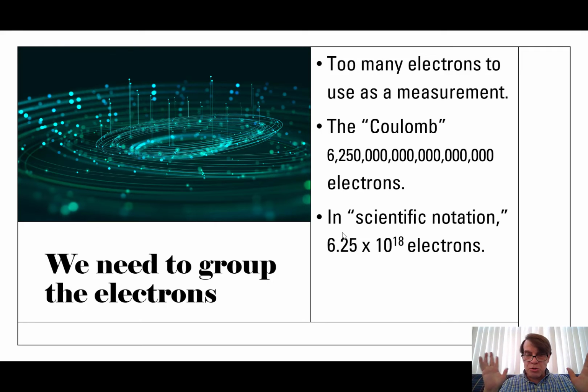You probably did it in middle school or high school. But basically what we do is we take the first digit, 6, we put a point, and then the next digits, 2.5, and then this is how many spaces there are from here to the real decimal point. So 6.25 times 10 to the 18th power, that's how you say that. It means there are 18 spaces between the 6 and the real decimal point. So electrons are so small that I'm going to count them in coulombs, in these very large groups.